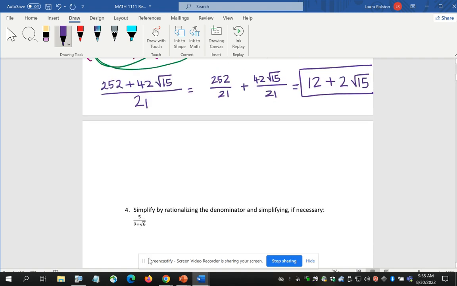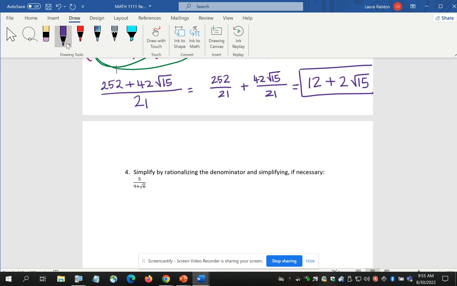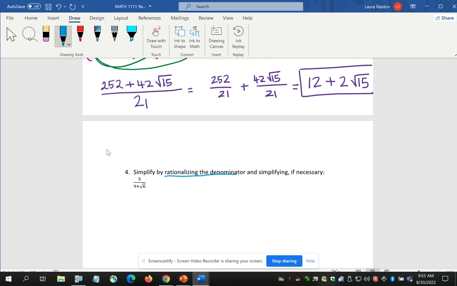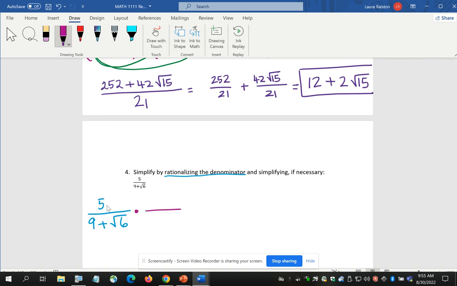Number 4 is a similar problem. Again, if you're careful, it tells you in the instructions to simplify by rationalizing the denominator. So we have 5 over 9 plus square root 6. Again, our conjugate that we're going to multiply the numerator and the denominator by is the same two pieces. So we have 9 and square root 6. It's originally a plus, so I need a minus. So I have 9 minus square root 6.